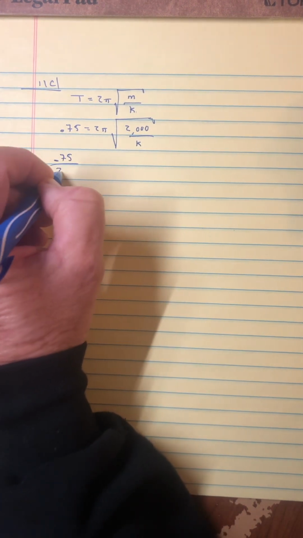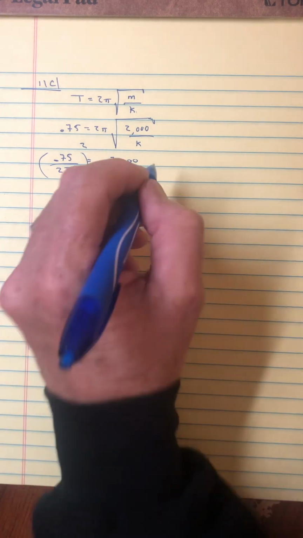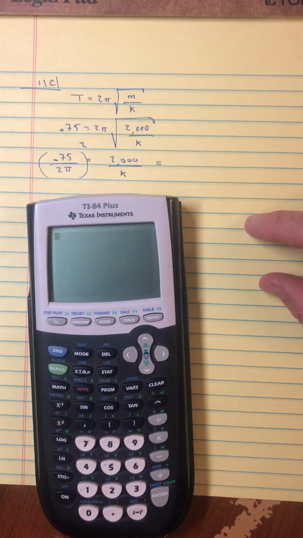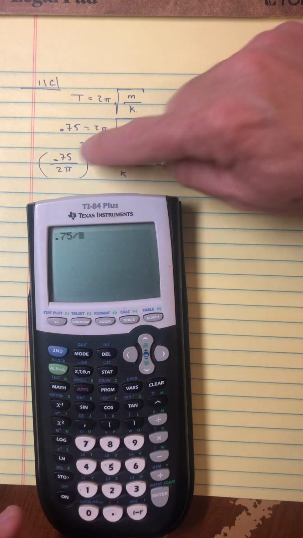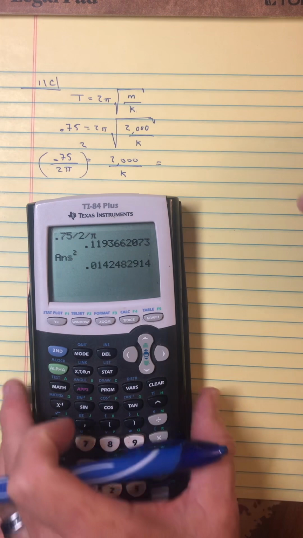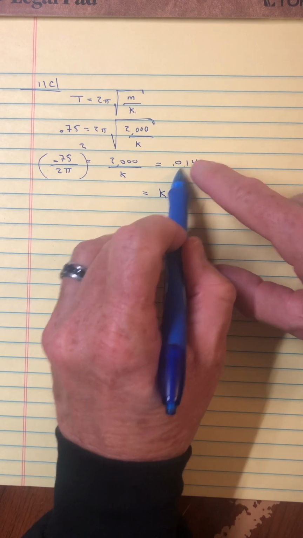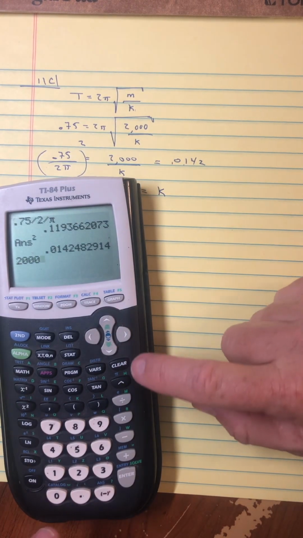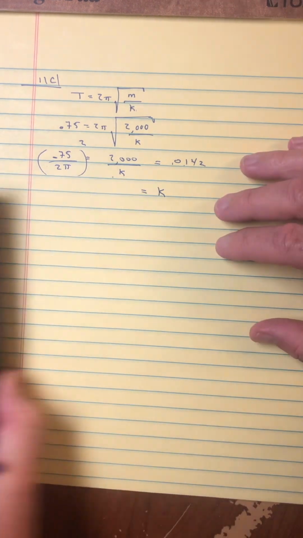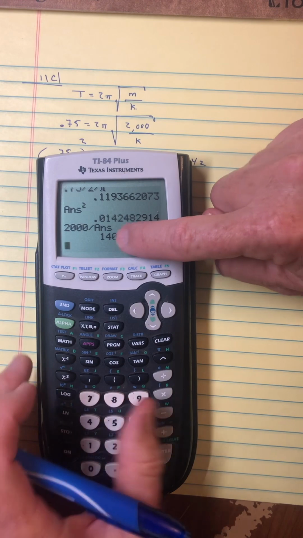So why don't I move the 2 pi to the other side and square it. And see what number I get, and then we'll solve for the spring constant. So 0.75, that is first divided by 2, and then divided by pi, and then squared. All right, so this is 0.0142. And then a fairly easy step is to move the spring constant over to here, and this number underneath. So if I go 2,000 and divide it by that last answer, I get a spring constant of about 1.40 times 10 to the 5.